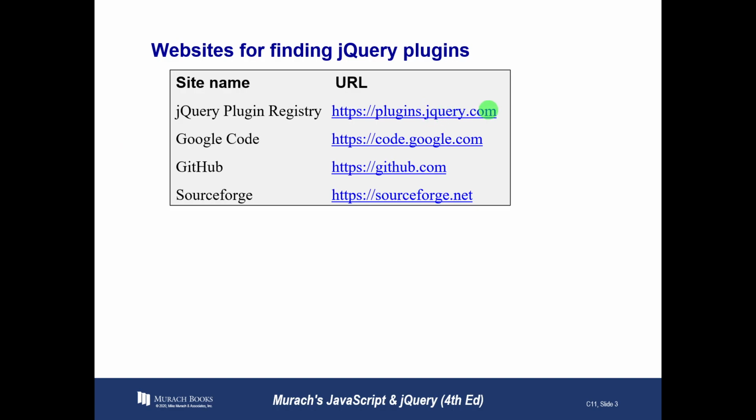The whole idea of this is, why write something, say you want to do a carousel of images that rotate. We've all seen carousels on pages. Why should you write it yourself? They're out there all over the place. You can use one of these plugins for jQuery to make your life easier. So Google Code will have jQuery plugins. You can find some on GitHub, and you can find some on SourceForge.